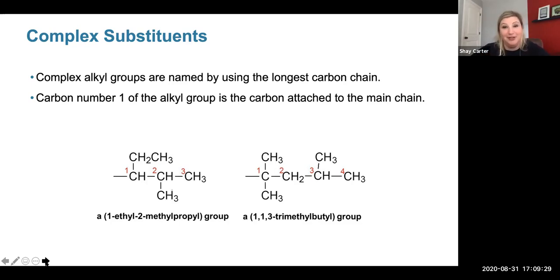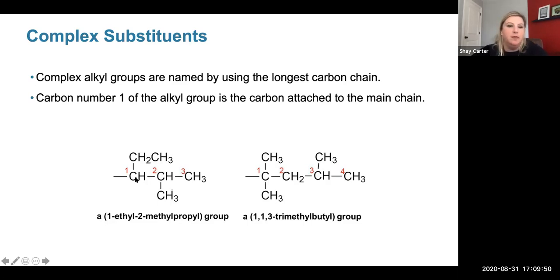I'm really trying not to yawn, and I'm so sorry. Okay, so this group here has a 3-carbon chain with an ethyl group on the beginning and a methyl group here. So this would be a 1-ethyl 2-methylpropyl group.